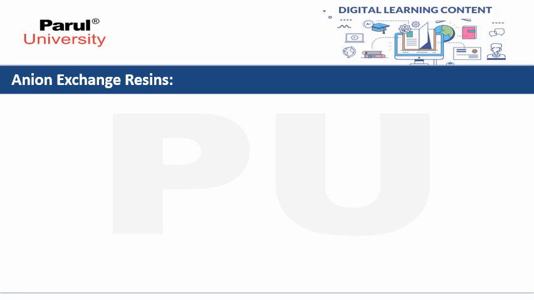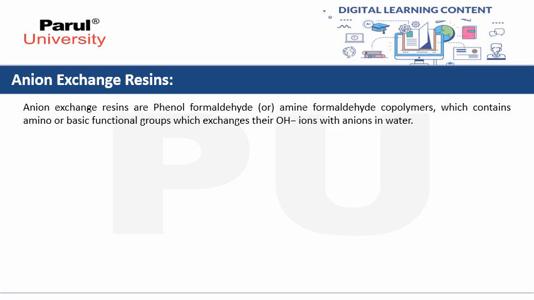In case of anion exchange resin, the anion exchange resins are phenol formaldehyde or amine formaldehyde copolymers which contain the amino or basic functional group which exchanges their OH minus ion with the anions in water. So in the previous step where the positive ions are all replaced and the acid is formed, whether it is HCl or H2SO4, it goes into the water. Now it is the turn where the anion will be replaced by OH minus ion.